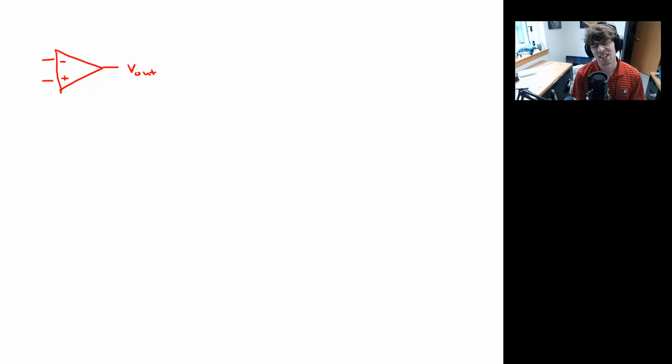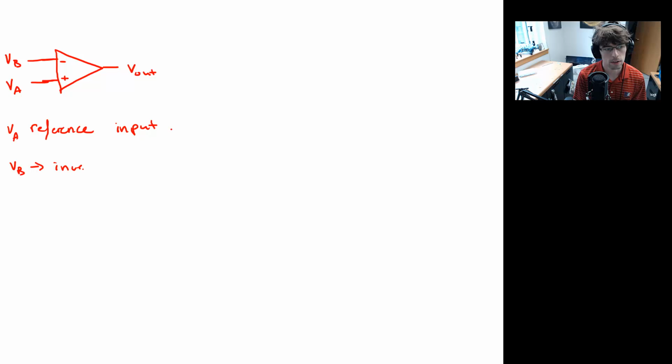Okay. You might say, well, what is the purpose of an operational amplifier? What does it actually do in a circuit? And here's the cool thing. The non-inverting input, I'll call it VA, but you could think of it as the reference input. And you have VB, I'll put a second input, VB, into the inverting side of the amplifier. So this is going into the inverting side.